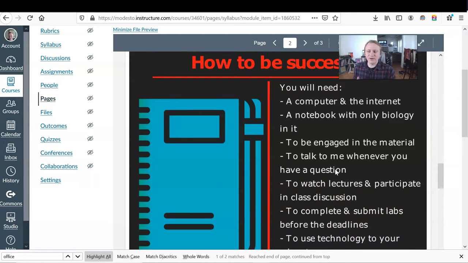You need a computer and the internet. My advice is to have a notebook that only has biology stuff in it, and that's it. That's just my advice. You don't have to do that, but it's one of the things that can help you be successful in college in general, is just have one notebook. You don't doodle in it. You don't do math problems in it. You just have biology in it, and that's it. And your thoughts are immediately organized. So it's worth the $1.50 or whatever. I would recommend getting a notebook just for bio.